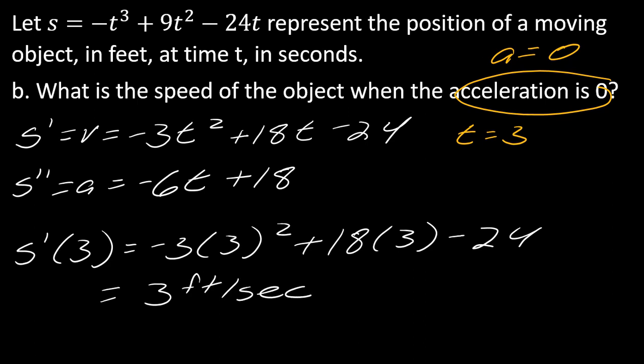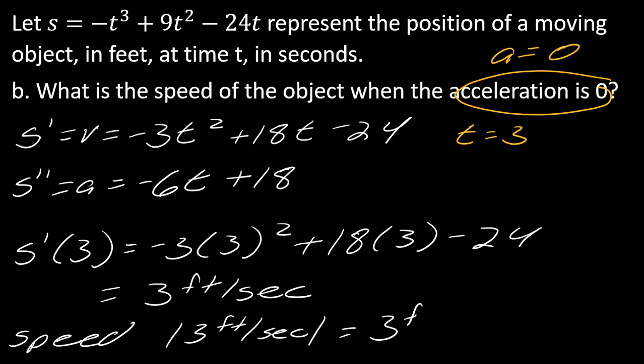So that is a direction though. Technically for speed, this came out to be positive, but if it hadn't, for speed what you have to do is always take the absolute value of your velocity. In this case, it came out positive, so it's fine. My speed would still be 3 feet a second. But if this answer were to come out negative, you take the absolute value of that, and the speed would still be 3 feet a second, if that makes sense. So for speed, you always want to take the absolute value.